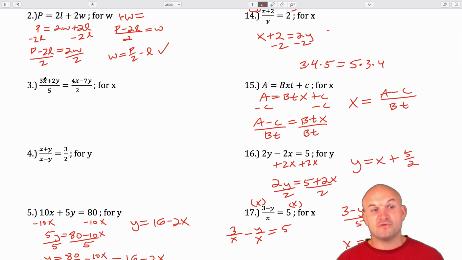So what do 5 and 2 both have in common? Well, in this case, they both have a 10 in common. So I'm going to multiply everything by 10. So 5 divides into 10 2 times.